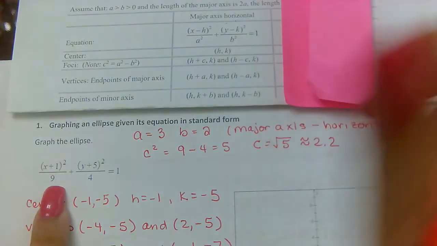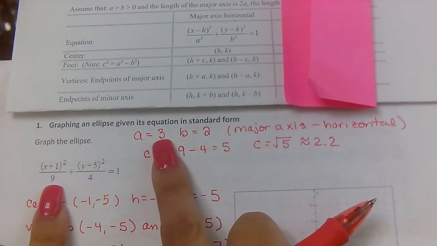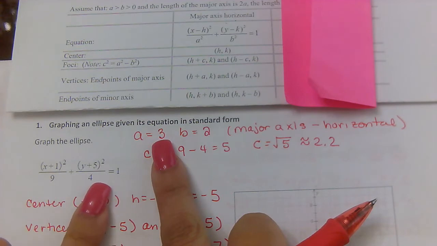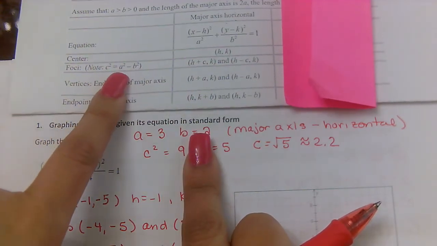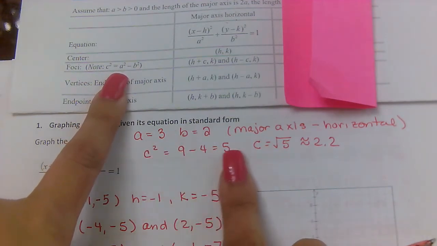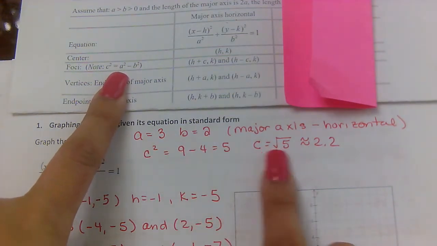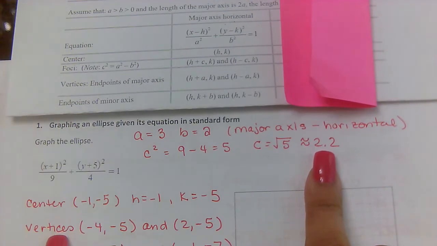Okay. So a squared is equal to 9, which means a is going to be equal to 3. B squared is equal to 4, which means b is equal to 2. I can use this formula here to determine my c to be the square root of 5, or approximately 2.2.